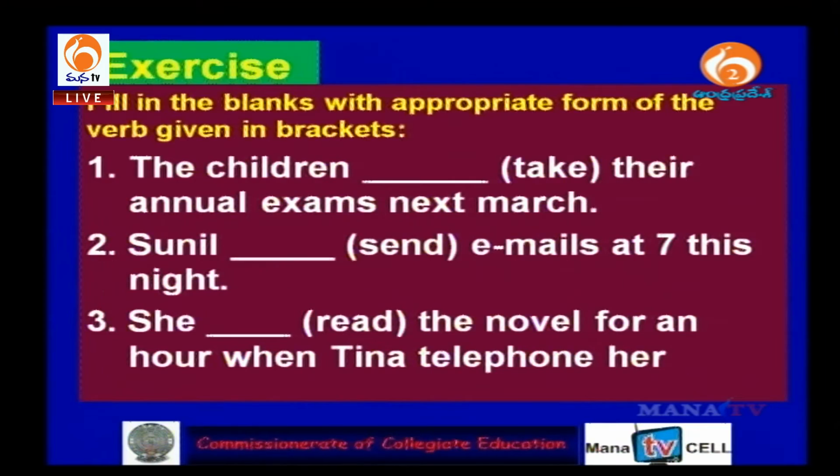Then, she dash read the novel for an hour when Tina telephones her. So, Tina telephoning her has not taken place so far. That means it is a future possibility. Before that future possibility, what is happening? She is reading a novel, or she will be reading the novel. But she will be reading the novel for 1 hour. That means before Tina telephones her, she should have started reading the novel 1 hour before. That means we use future perfect continuous tense to fill in the blank. That means will have been plus ing form.